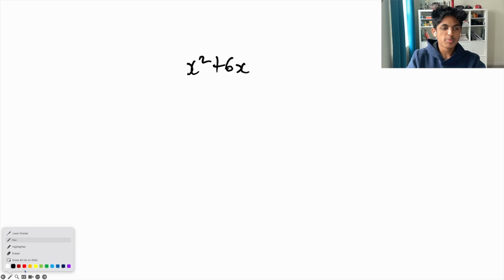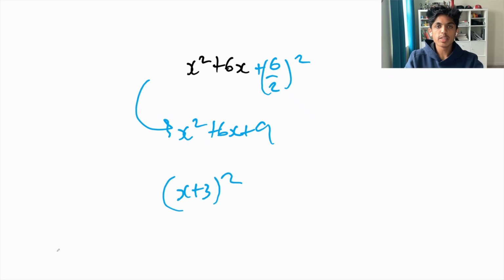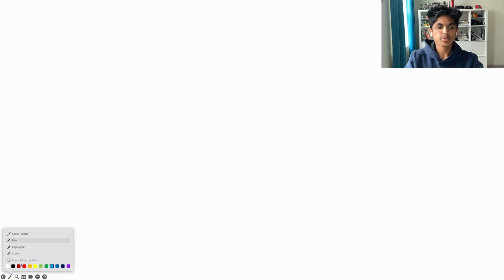Let's say we have x squared plus 6x. To turn this into a perfect square, we have to add 6 divided by 2 squared to get x squared plus 6x plus 9, and this is just going to be x plus 3 squared. This is the basic concept that we're going to implement in this completing the square method. We're just adding a constant to make something factorable.